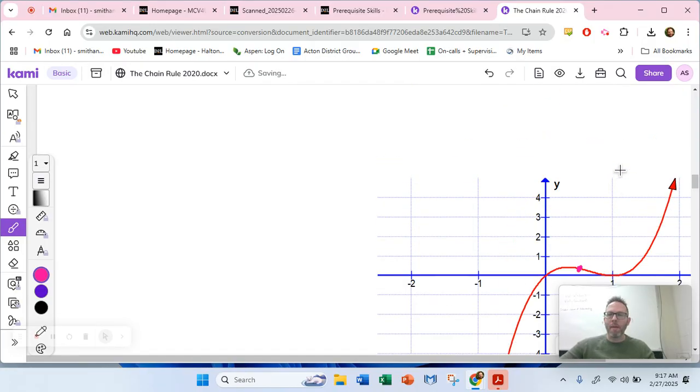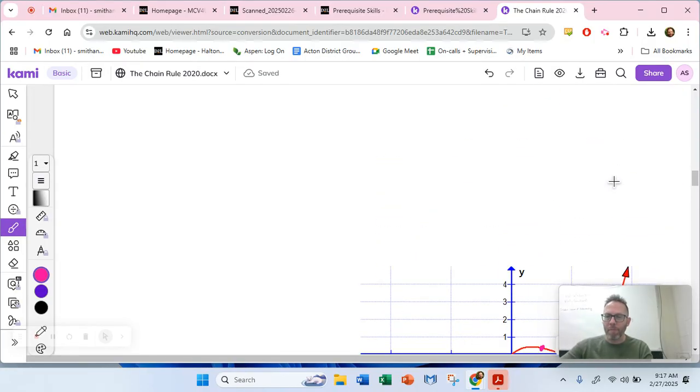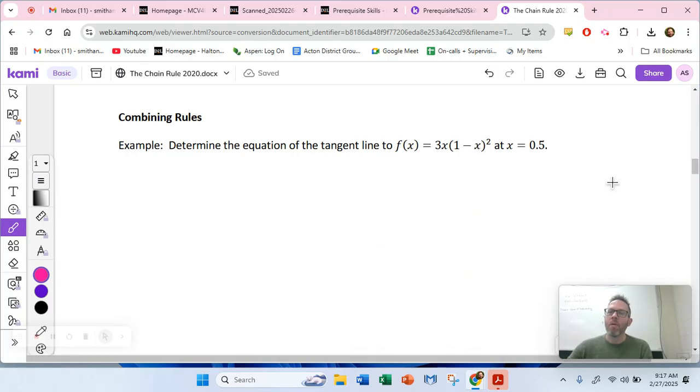So let's start off to the side where you have some space. Lots of space here. I'm just going to tuck this in. Where did I do it earlier? I did it over here. So let's just quickly find when x is equal to 0.5. Let's find f at 0.5, and then we know what our point of tangency is. So what is that? 3 times 0.5 times 1 minus 0.5 is also 0.5, and then we're squaring that.